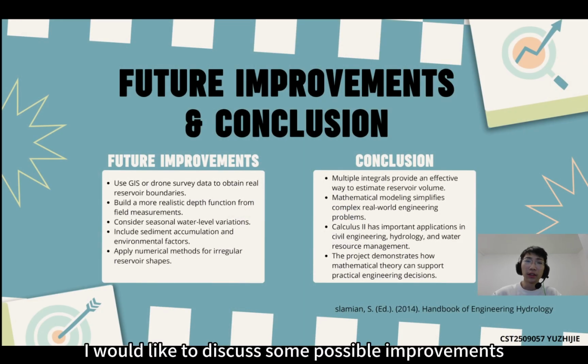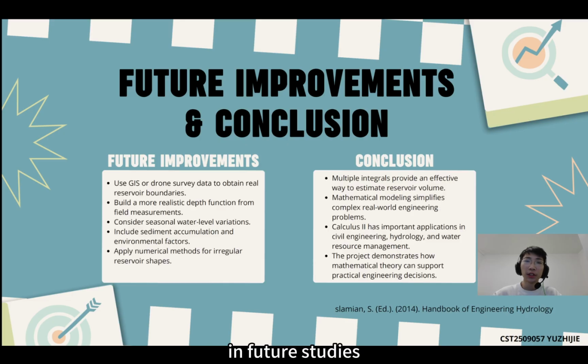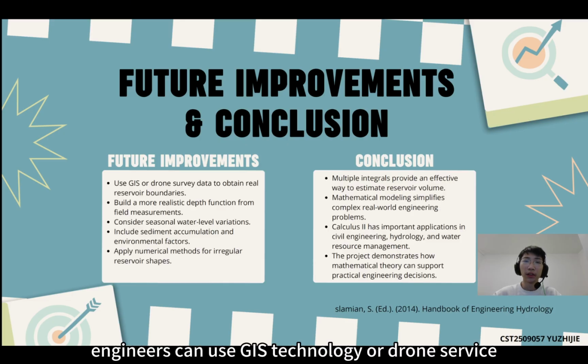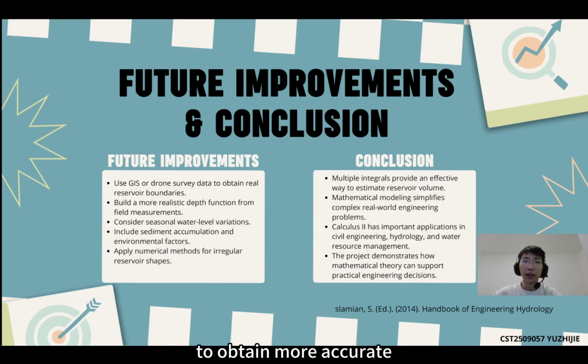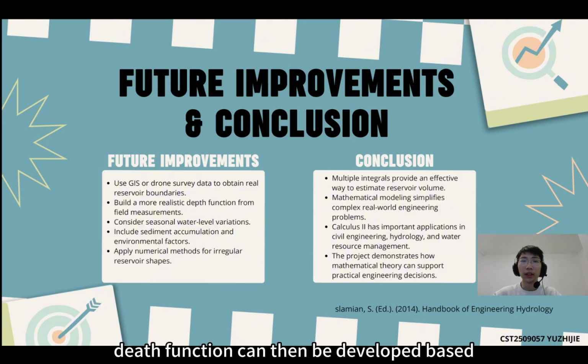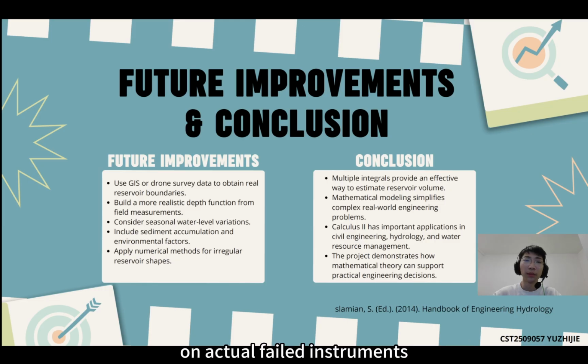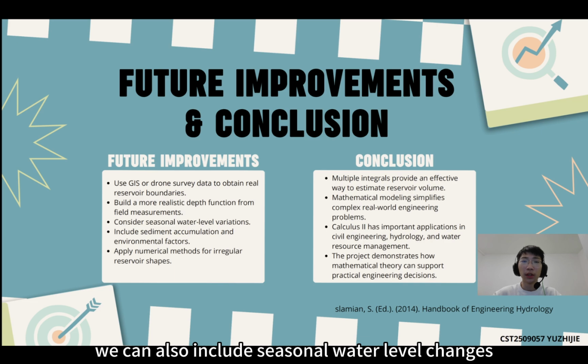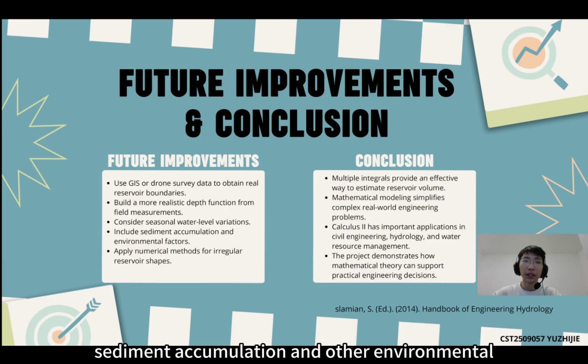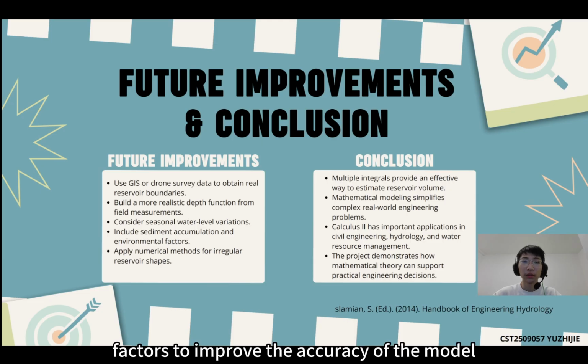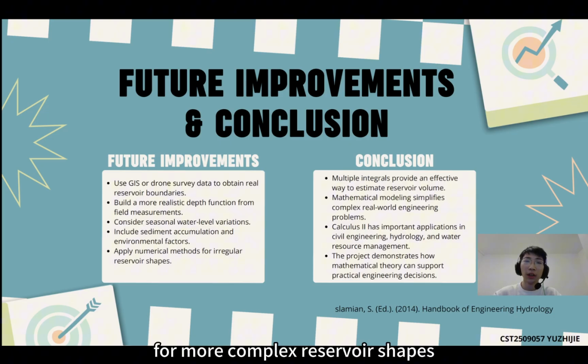Finally, I would like to discuss some possible improvements. In future studies, engineers can use GIS technology or drone surveys to obtain more accurate reservoir boundaries and terrain data. A more realistic depth function can then be developed based on actual field measurements. We can also include seasonal water level changes, sediment accumulation, and other environmental factors to improve the accuracy of the model. For more complex reservoir shapes, numerical integration methods can also be applied.